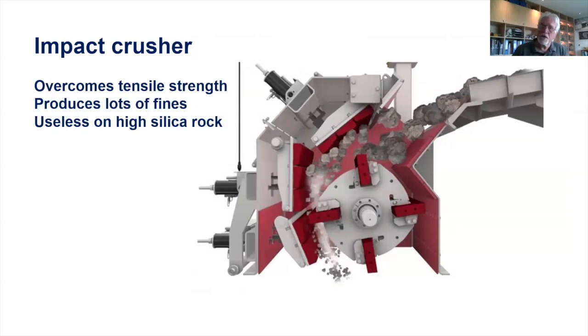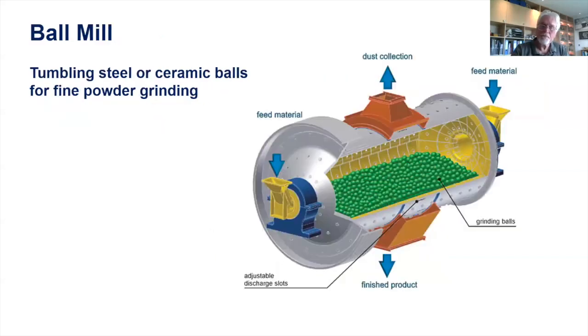The other method of crushing is an impact crusher, where you overcome the tensile strength. It's a bit like taking a rock and hurling it against the wall, and it shatters, except you're doing it at huge speed with a lot of power behind it. The great thing about the strength and weakness of an impact crusher is it makes a lot of dust. So if you want a lot of dust, they're great. If you don't, they're not good. And if you're dealing with a rock with a lot of silica in, they're not good, because they'll wear out very fast indeed. Then you get to even finer comminution.